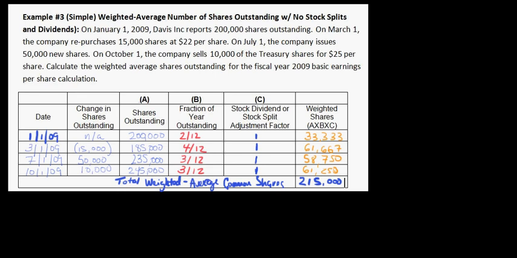So this process with the table helps you keep all the information straight. Make sure you get your dates right, and then you get your fractions correct. Double check this column. Once you have all the information in the column, all you have to do is multiply A, B, and C to get the weighting for each different row or layer of shares outstanding, and sum them up, and this is the total weighted average common shares outstanding, 215,000.